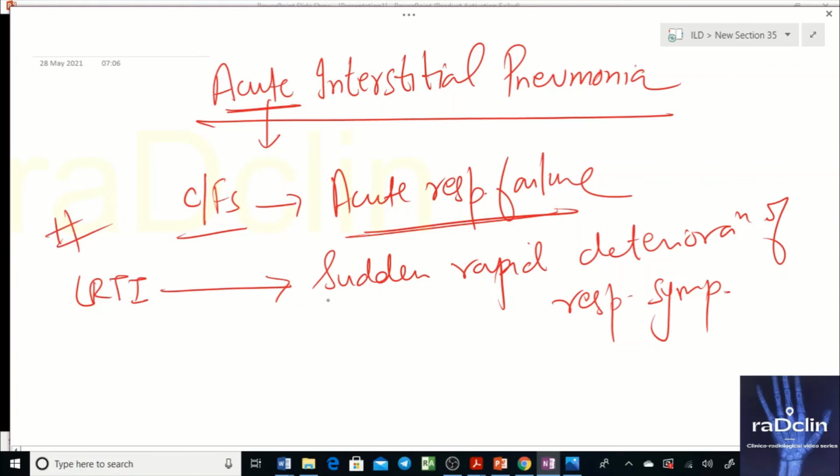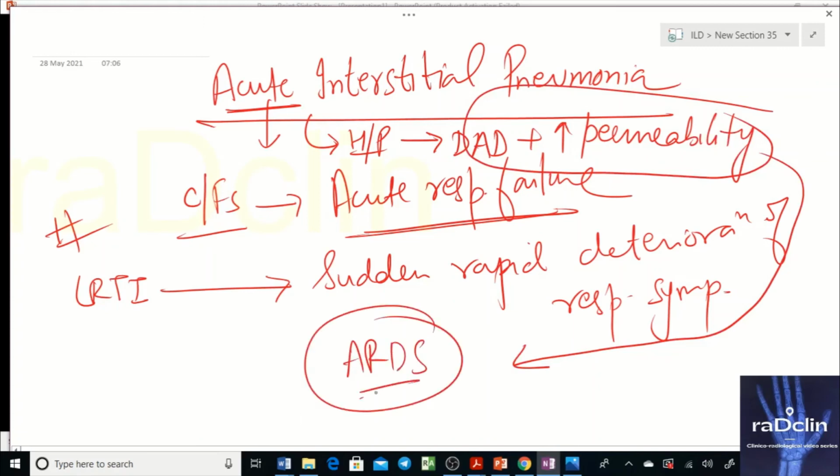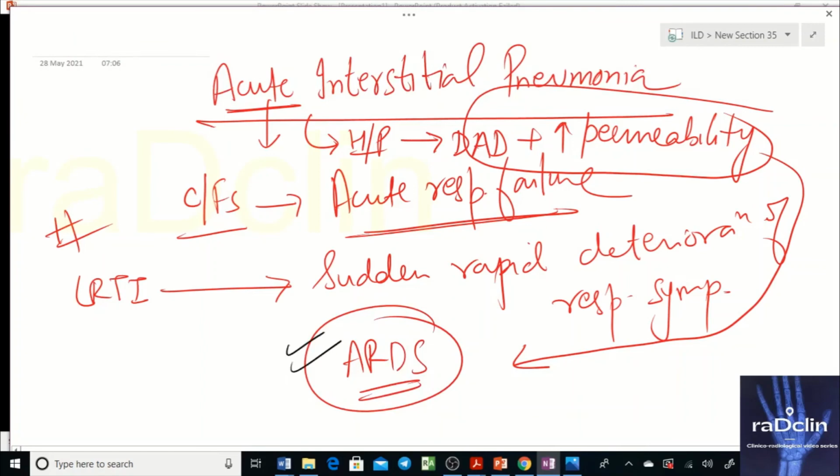Now, why did the acute respiratory failure happen? How does it happen? Histopathologically, what you see is diffuse alveolar damage with increased permeability. And if you remember, whatever we have just written, DAD plus increased permeability is also seen where? It is seen in ARDS. So it is nothing but ARDS. It will present like ARDS. The clinical picture is called ARDS, acute respiratory distress syndrome. Histopathologically, you have diffuse alveolar damage plus increased permeability. That is the histopathological picture, or you can say acute lung injury.